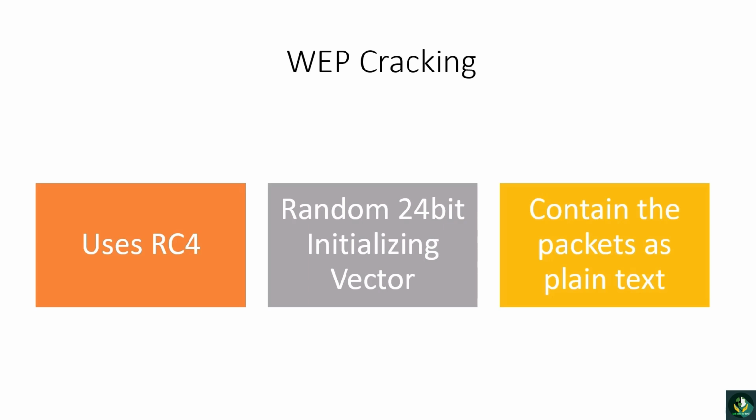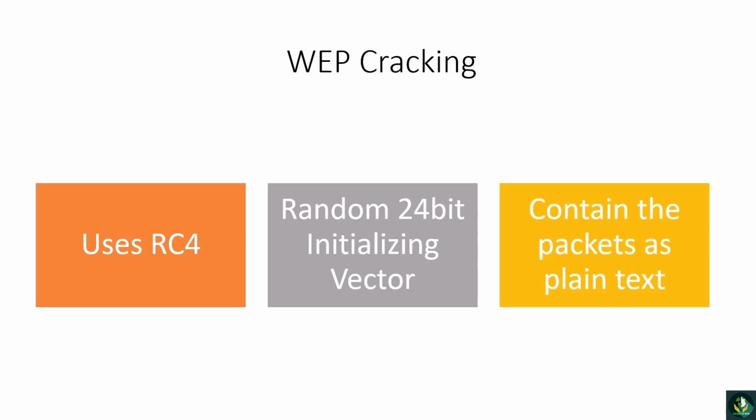Each packet sent into the air has a unique key stream, and WEP ensures that the key stream is unique using a 24-bit initializing vector. The initializing vector is a random number. It's sent in the packet in plain text, so this part is not encrypted. If you read a packet, you'll be able to read it in plain text.